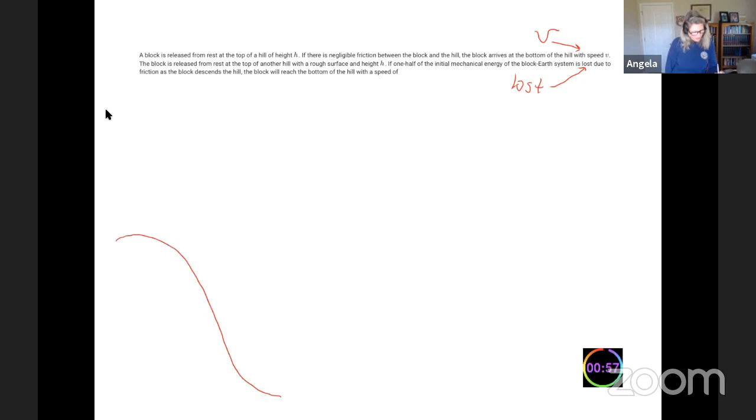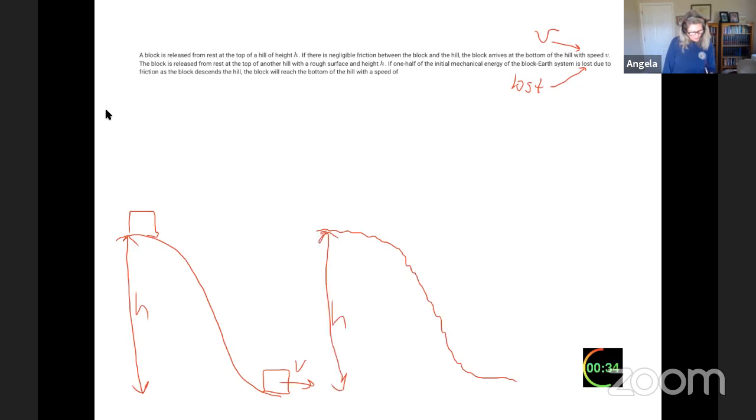Okay, here's our hill. It's released from rest at height h. There's no friction, and it reaches the bottom with speed v. Okay, now it's going to be released from rest from a rough hill. Here's my hill that has friction. Height h. It's released from here, and it says it loses 1/2 the mechanical energy. So what I'm going to do is draw a blue arrow to say half the mechanical energy went out of the system because there was a dissipative force acting, friction.